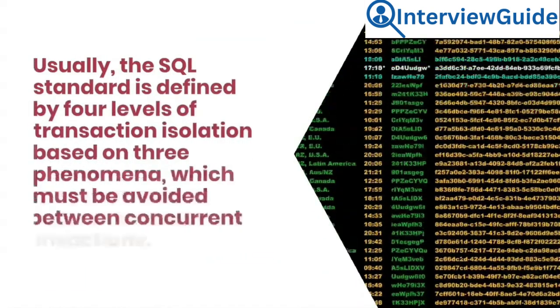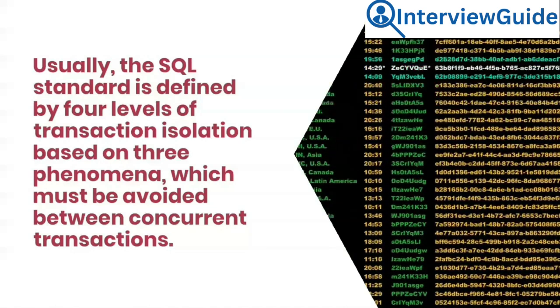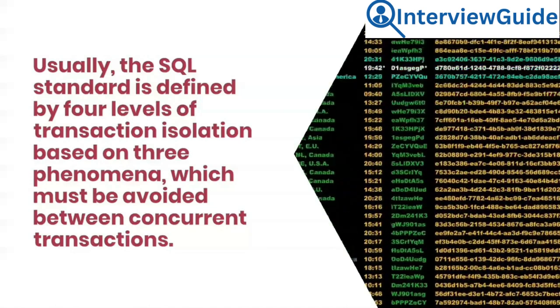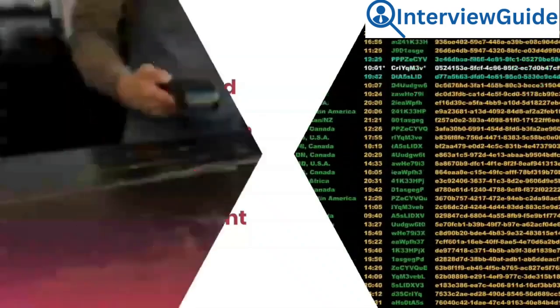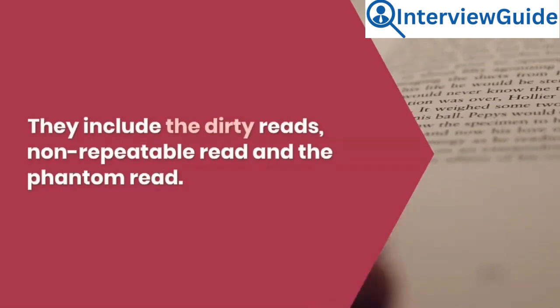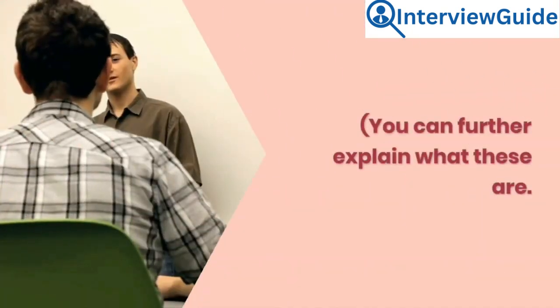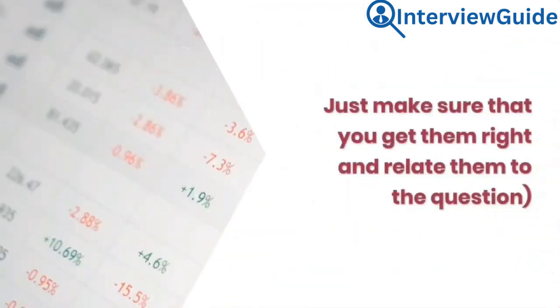Usually, the SQL standard is defined by 4 levels of transaction isolation based on 3 phenomena, which must be avoided between concurrent transactions. These will help check affected rows in the previous part of the transaction. They include the dirty reads, non-repeatable read, and the phantom read. You can further explain what these are. Just make sure that you get them right and relate them to the question.